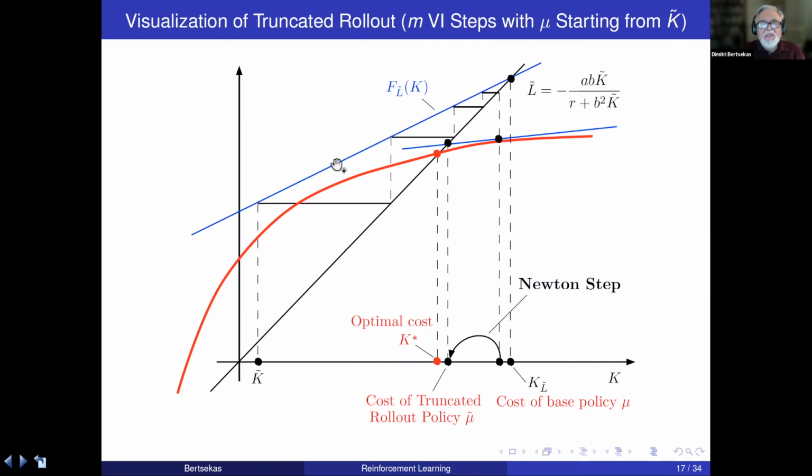So truncated rollout operates similar to multi-step lookahead. It just looks ahead with the rollout with the base policy, as opposed to using the L tilde Riccati operator.